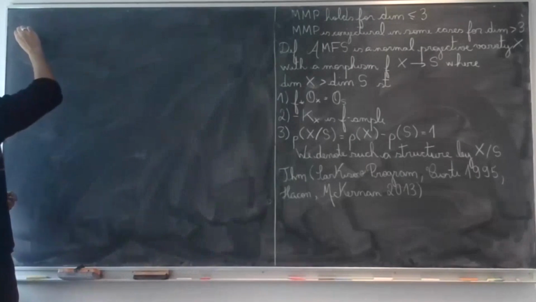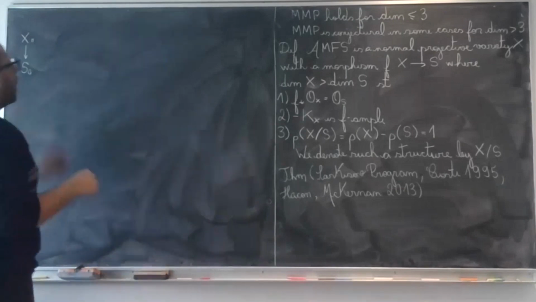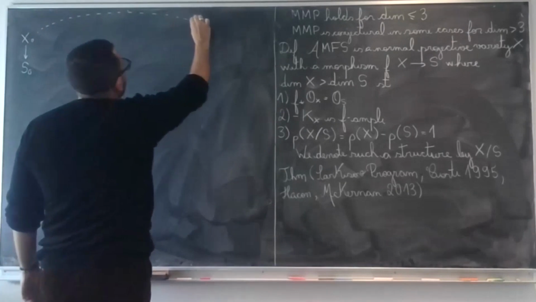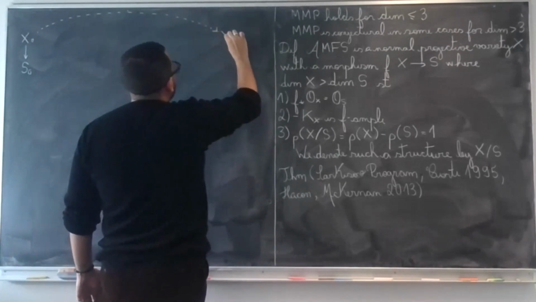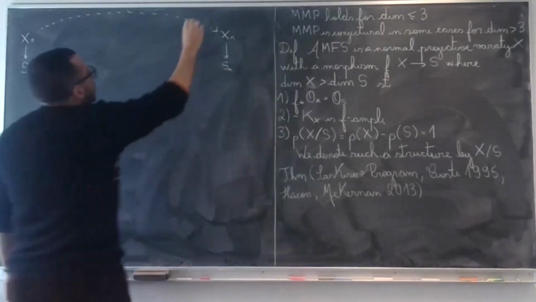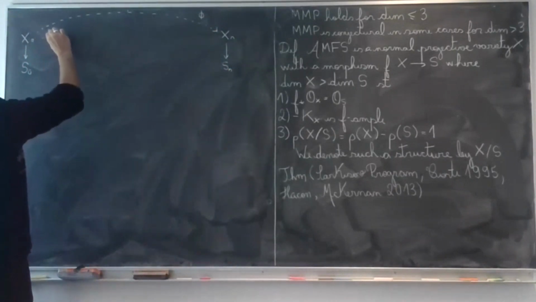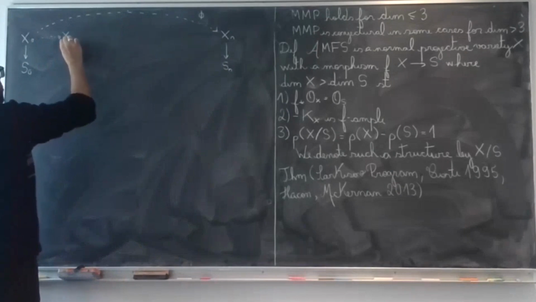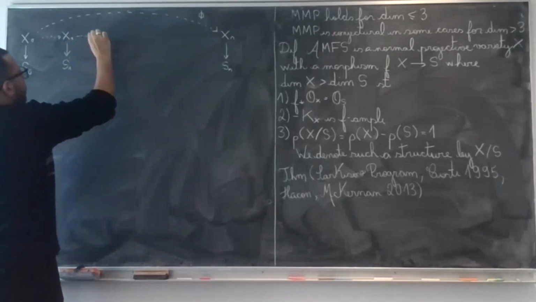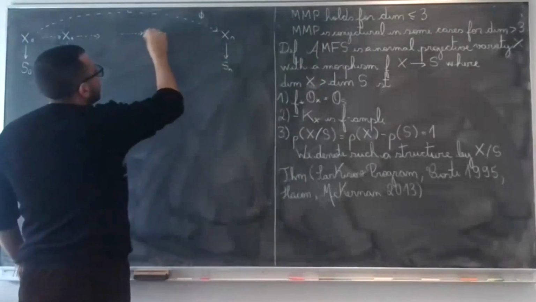So here, if I have a Mori fiber space X0 to S0, and a birational map to a Mori fiber space Xn to Sn, we can decompose this map as a composition of finitely many Sarkisov links, which will be birational maps, simpler in the sense that they have explicit descriptions, general descriptions in some cases.